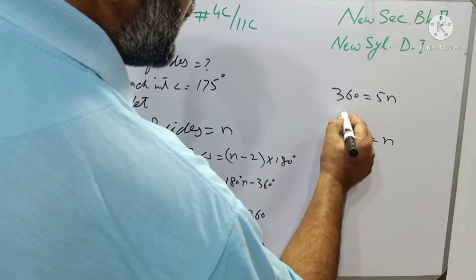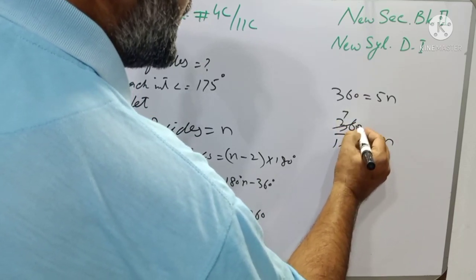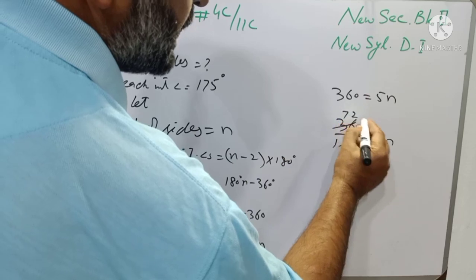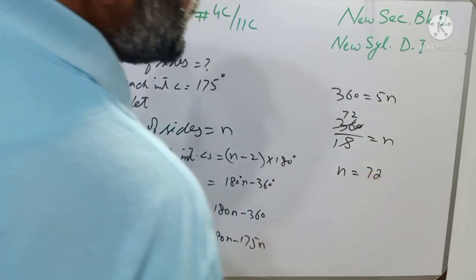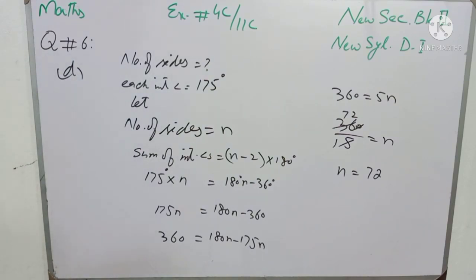5 1s are 5, 5 7s are 35, 1 carry. It is 10, and 5 2s are 10. So the number of sides is 72. So students, it is question number 6 of exercise 4C and 11C.